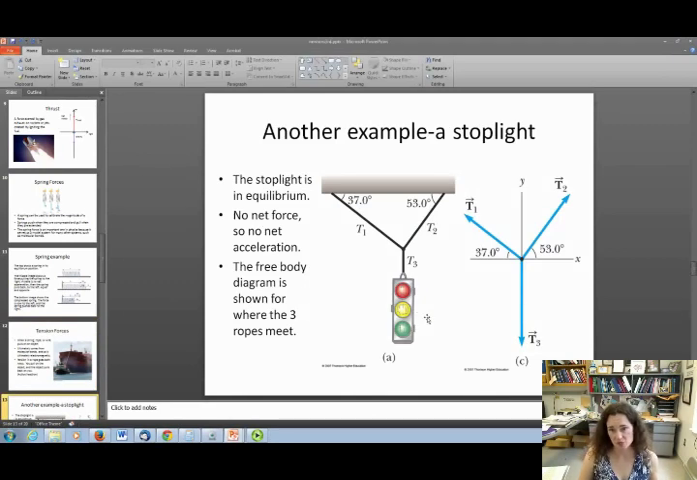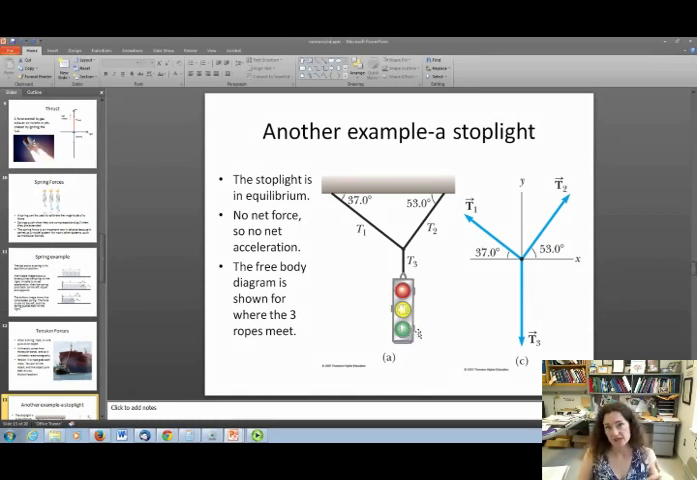So in this example problem, the stoplight is suspended by 3 different cables, okay? Cable 1, Cable 2, and Cable 3. So Cable 1 is here on the left, and it's at an angle of 37 degrees. Cable 2 is on the right, and it's at an angle of 53 degrees. And then Cable 3 kind of hangs straight down, supporting the stoplight.